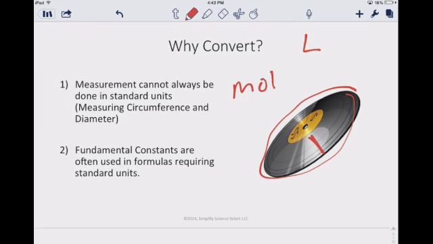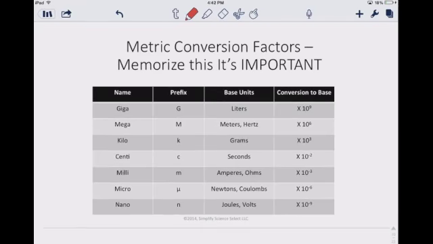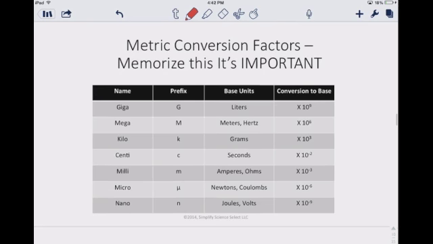Okay, these are things we'll talk about. They have to be in those units for those equations, but we don't measure things in liters in the lab. We don't measure things in moles in the lab. Okay, normally in chemistry, we measure in milliliters. In moles, we normally measure in grams. Okay, we don't always measure in the unit that we need, so we have to be able to convert to use them in equations.